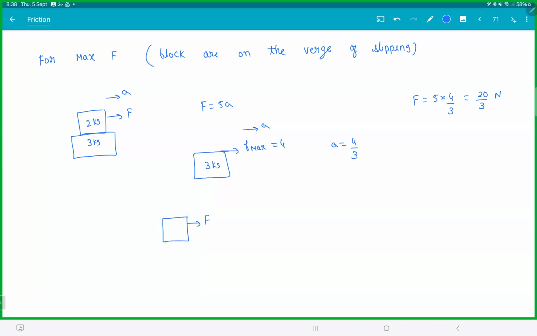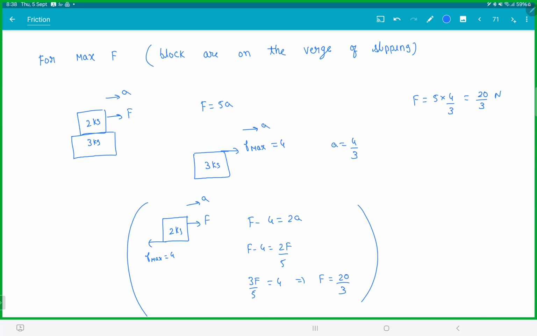With the 2 kg, the equation will be a little longer. This will be F max is 4. Acceleration is the same. So F minus 4 is equal to 2a. So bring that a and substitute here. So F minus 4 is equal to 2F by 5. So this will be 3F by 5 is equal to 4. F is equal to 20 by 3. It doesn't matter how you do it. You can take the upper block or the lower block, the answer will match.